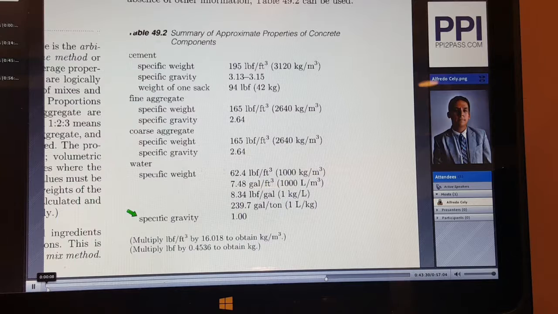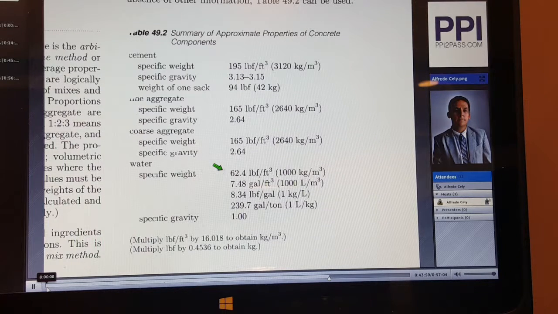Now, for water, I will say on this table, for water, you can use the values given on this table to solve problems in the P exam, because the specific weight of water is like a common standard. Now, coarse aggregate and fine aggregate will vary depending on the supplier. But water is going to be the same anywhere that it gets used. So it's given as a standard.